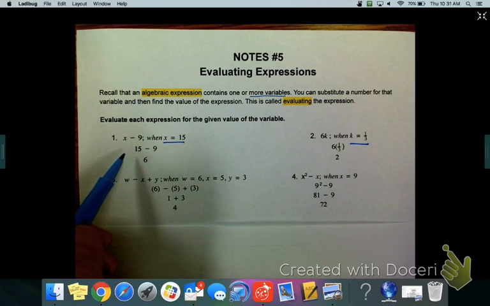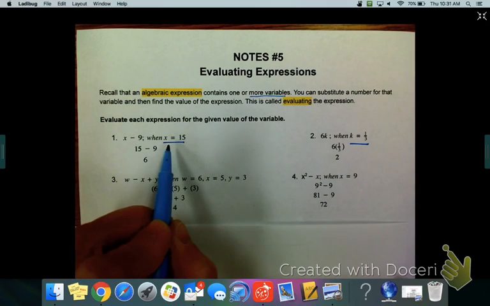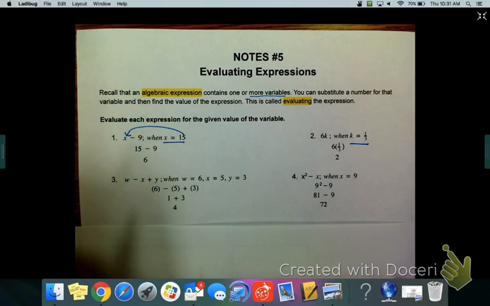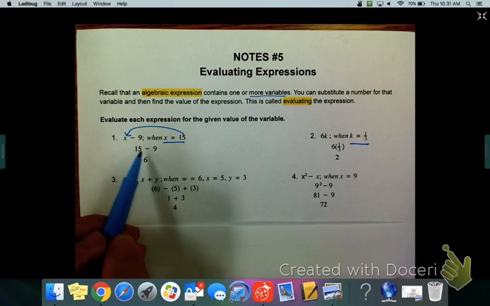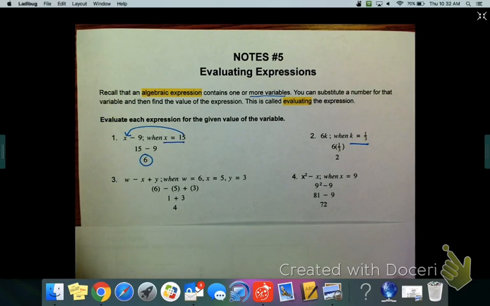You do have to follow order of operations when you are evaluating expressions. So we're going to first start with a simple expression, x minus 9. They're telling us that x is equal to 15. So I'm going to substitute 15 in where I see the x. I'm going to rewrite it, so I have 15 minus 9, and then I just need to do the subtraction problem. 15 minus 9 is 6. So when I evaluated this expression, my answer is 6.